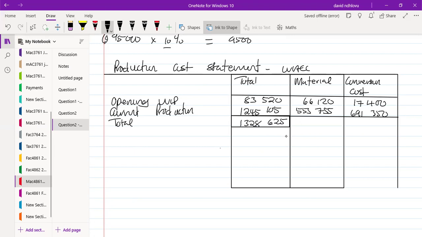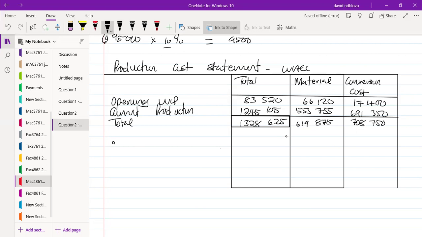Then we add 66,120 plus 553,755. We get a total here, which is 619,875. Right, 17,400 plus 691,350, then we get 708,750. Now we have our total costs, but more importantly, we have subdivided into the cost of material and the cost of conversion costs.